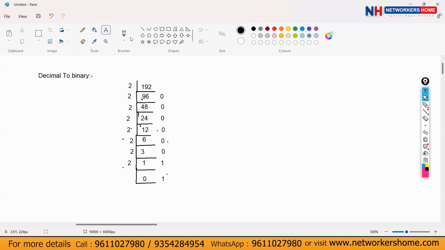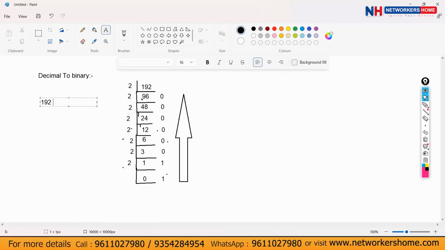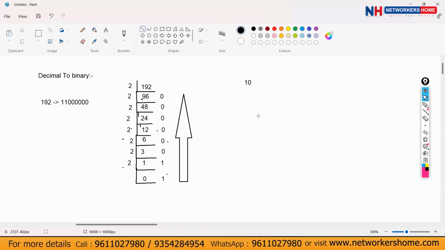Okay. So now we need to look from the bottom to top. What did we get? We need to look at the remainders. What did we get? 1 1 0 0 0 0 0 0. Did we get 8 bits? So 192, when you convert it to binary, you get 1 1 0 0 0 0 0 0. Now suppose you are converting 10 to binary, okay? Can you divide 10 by 2?